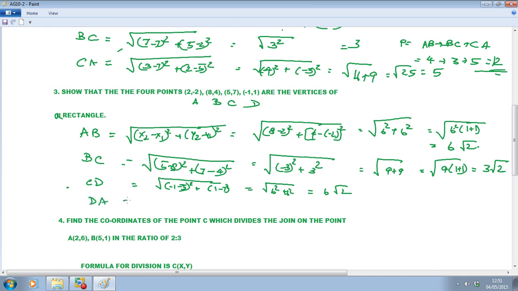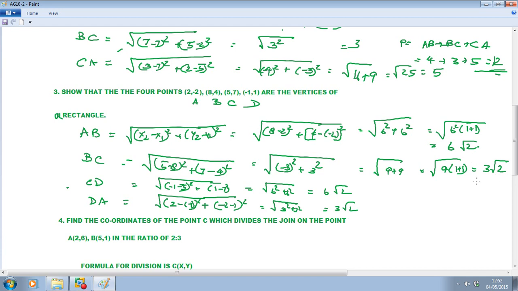DA is equal to root of (2 minus of minus 1) the whole square plus (2 minus 1) the whole square. The whole thing becomes root of 3 square plus 3 square, which is equal to 3 root 2.